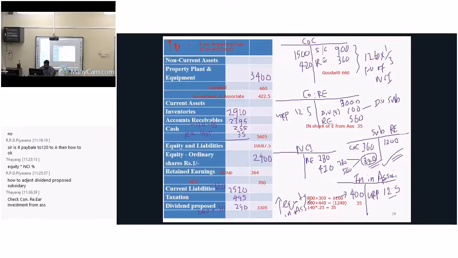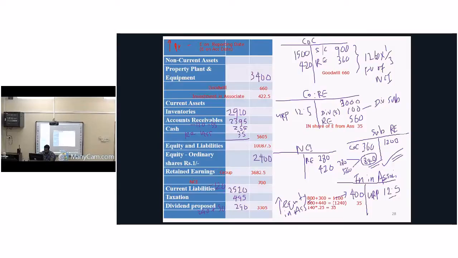No? Now it is balanced. Balanced by 187.5. Yes, that balance now. It is balanced now.